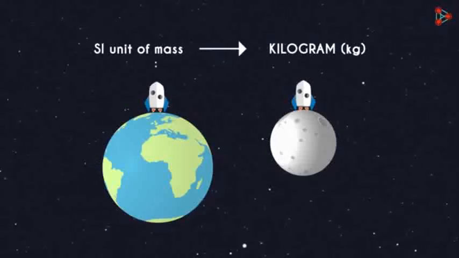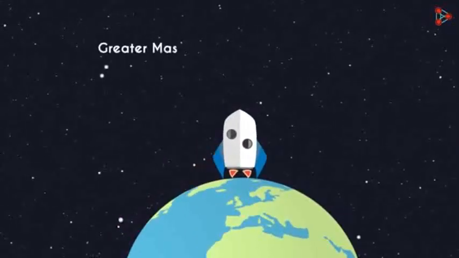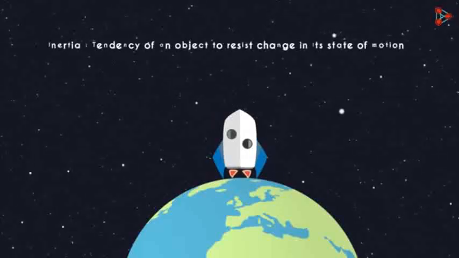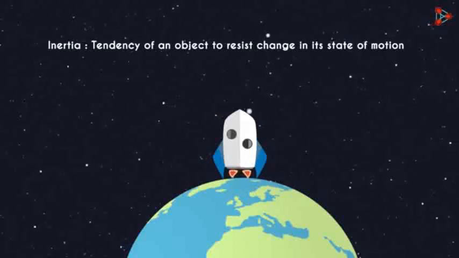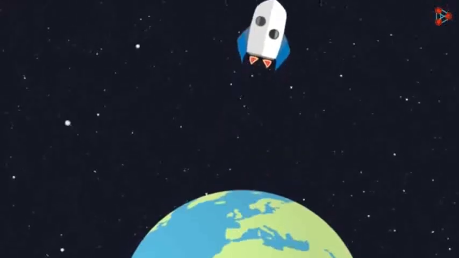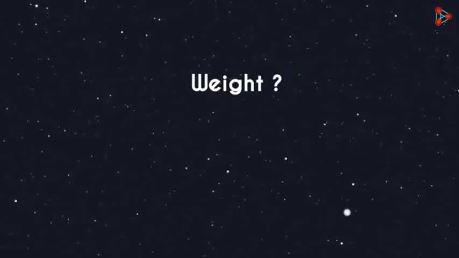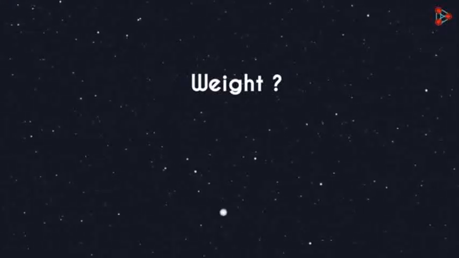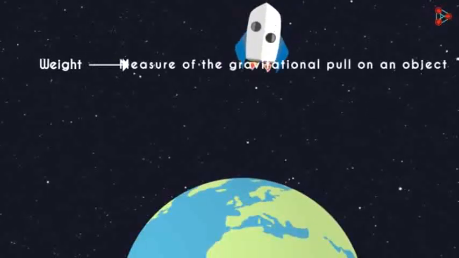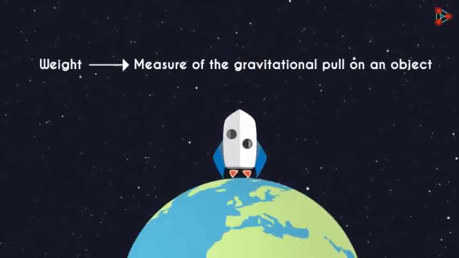Another concept we'd learnt about an object's mass was that it is a measure of its inertia. Greater the mass of an object, greater will be its inertia. Inertia is nothing but the tendency of an object to resist change in its state of motion. So now we have an idea about what mass is. But what's weight then? How do we understand the weight of an object? Mass is nothing but the measure of how much matter an object has. Weight is a measure of how strongly gravity pulls on that matter. It's the measurement of the gravitational pull of an object.